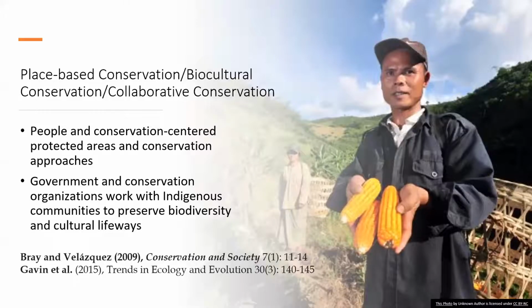So briefly, I want to touch on sort of the opposite of the displacement-based conservation model that I mentioned earlier. It goes by many names, and all of these aren't the same thing, but they get at the same idea. This can be called place-based conservation, biocultural conservation, collaborative conservation, and there are other names too. The idea is having people and conservation-centered protected areas and conservation approaches, right? It's where the government and conservation organizations work with Indigenous communities to preserve both biodiversity and cultural lifeways.